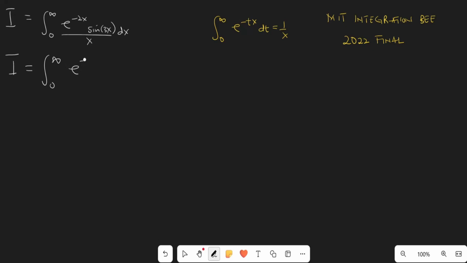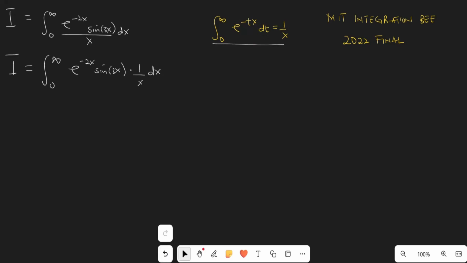of e to the negative 2x and then sine of 3x, right? And then this all over x, I'm going to write it as 1 over x here and then dx, right? So if we look to the right, this integral from 0 to infinity of e to the negative tx dt evaluates to 1 over x. So the differential operator here is dt, right? So it means x here is a constant.